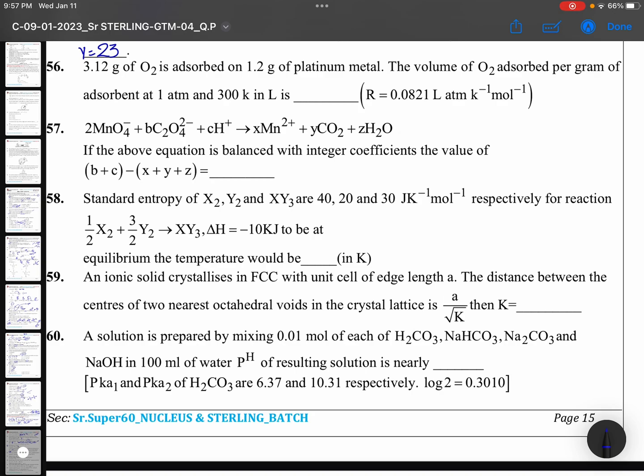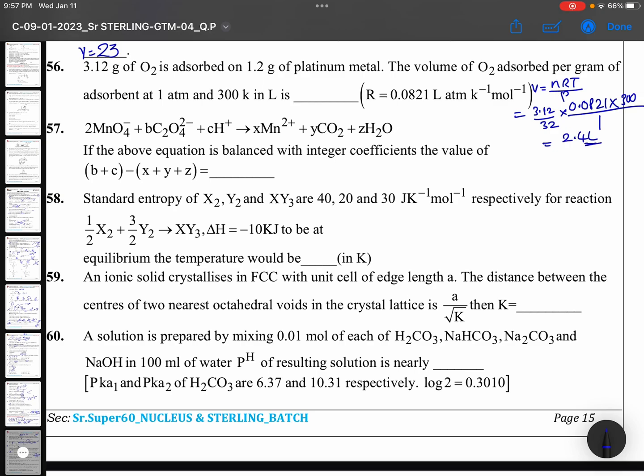3.12 grams of oxygen. So PV is equal to nRT. What is being asked? How much volume? The volume of oxygen absorbed per gram. So V is equal to nRT by P. n means how much? 3.12 by 32. R is 0.0821 into temperature, 300 Kelvin, by pressure. Pressure is given as 1 atm. If you solve this, you will get the value, according to my calculation, as 2.4 liters.